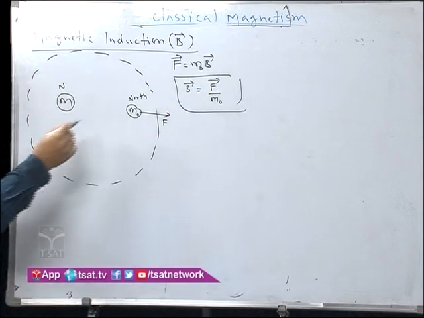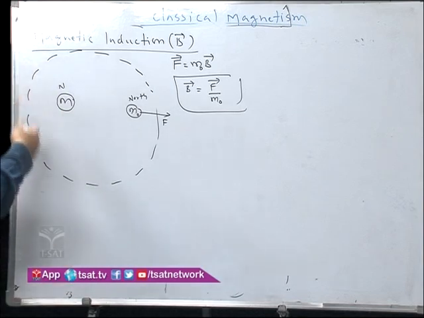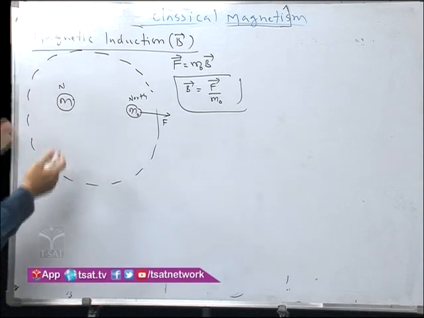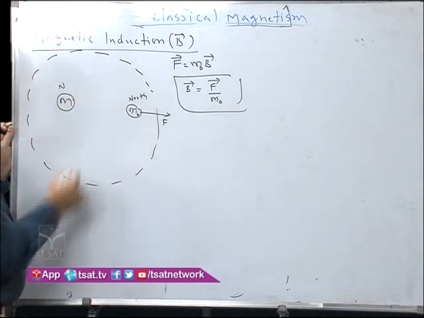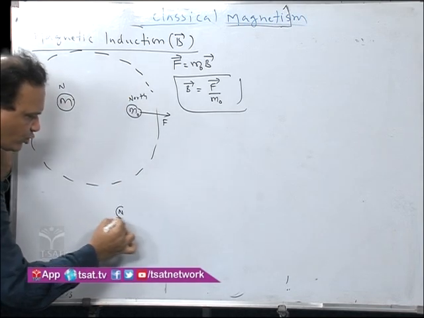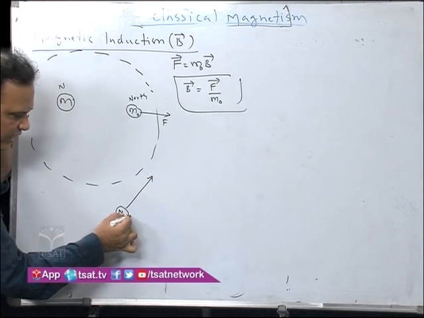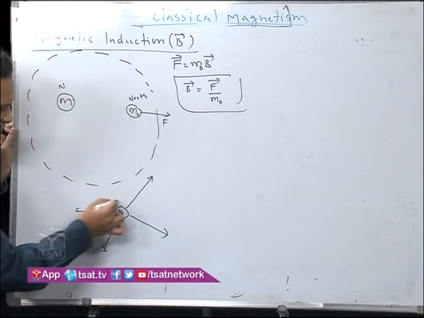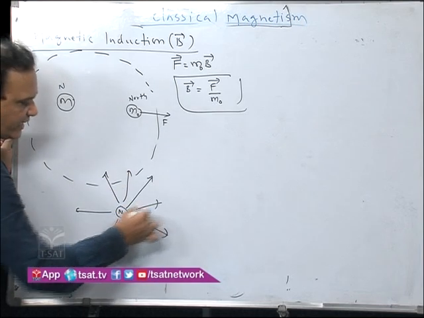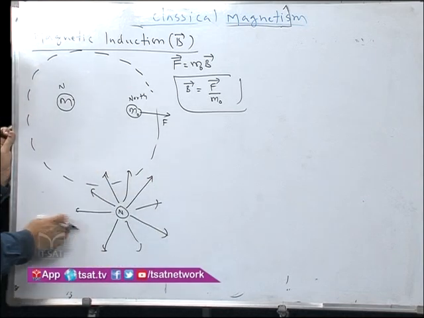Now take the magnetic field. Is there an observed magnetic field? No. Therefore you take imaginary lines of this field. If you consider the north pole and a unit north pole is placed, it is repelled. So repelled means it is deflected in all directions. Therefore these imaginary lines are called magnetic lines of force.